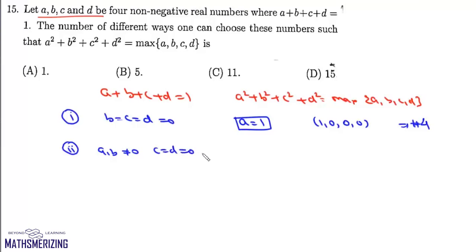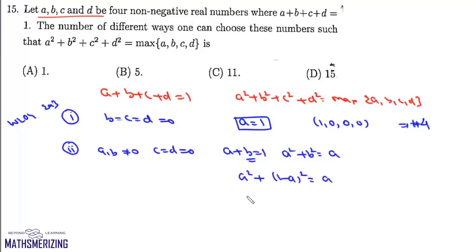Now we'll take the second case when A and B are unequal to 0 and C and D are both 0. So if C and D are both 0, we'll get this condition that A plus B equals 1 and A square plus B square equals the maximum of A and B. Now without loss of generality, we'll assume that the maximum is A. So if we put B as 1 minus A, we can write A square plus 1 minus A whole square equals A. So it will be 2A square minus 3A plus 1 equals 0, and that gives 2A minus 1 into A minus 1 equals 0. So the value of A is either 1 by 2 or 1.